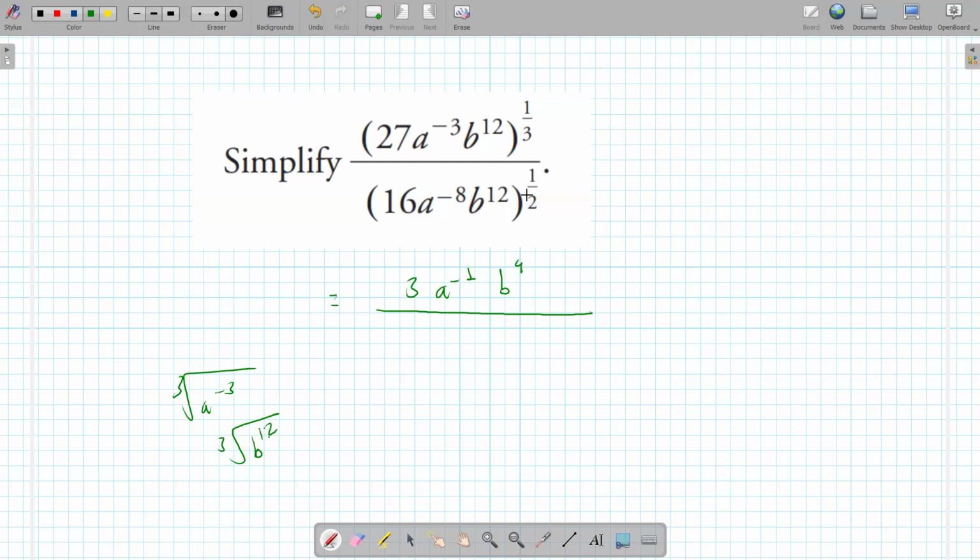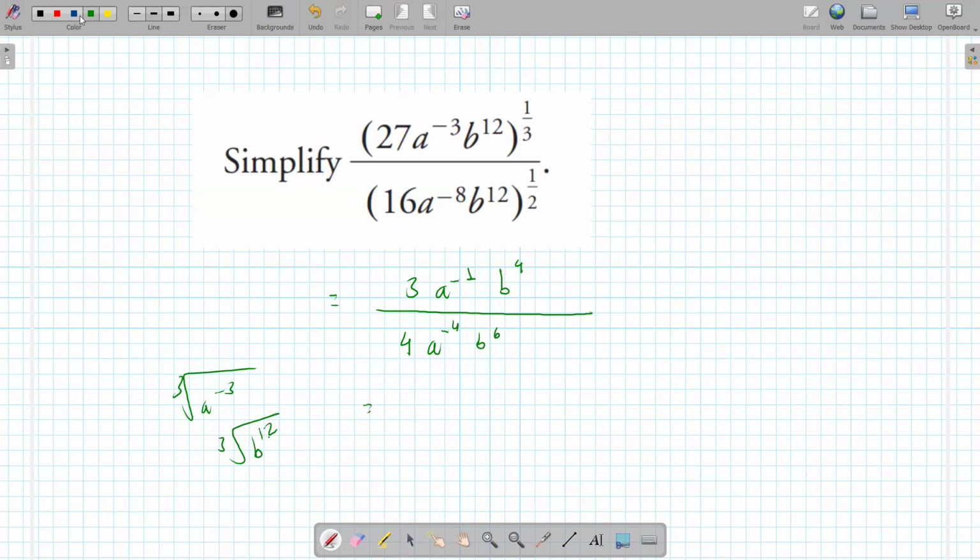Similarly, in the denominator, 1 over 2 means a square root. Square root of 16 is a 4. What's the square root of a negative 8? It's negative 4. And then b will be 6, right?